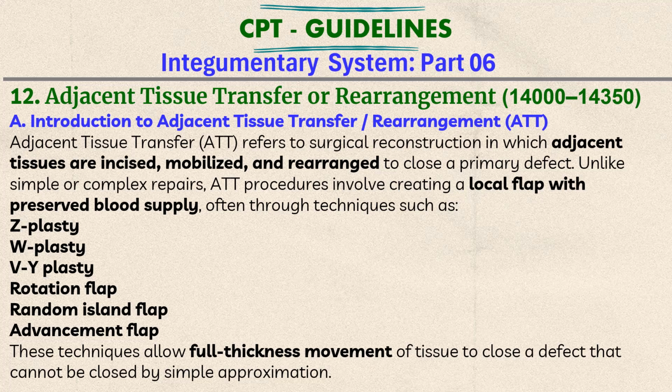Adjacent tissue transfer refers to surgical reconstruction in which adjacent tissues are incised, mobilized, and rearranged to close a primary defect. Unlike simple or complex repairs, adjacent tissue transfer procedures involve creating a local flap with preserved blood supply, often through techniques such as Z-plasty, W-plasty, VY-plasty, rotation flap, random island flap, advancement flap. These techniques allow full thickness movement of tissue to close a defect that cannot be closed by simple approximation.